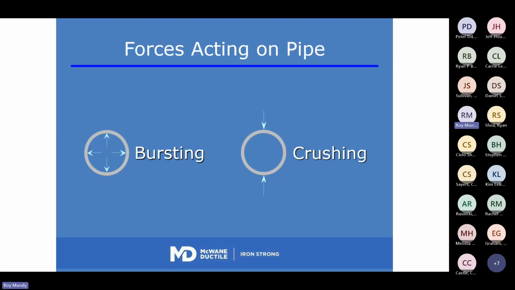And the forces that come into play when attempting to fail the pipe: if you have excessive pressure beyond the pipe capability, the pipe can burst from the inside. And if you have excessive force from the outside, beyond that maximum deflection, you have crushing, whether it be, again, the earth load, traffic load, and so forth.